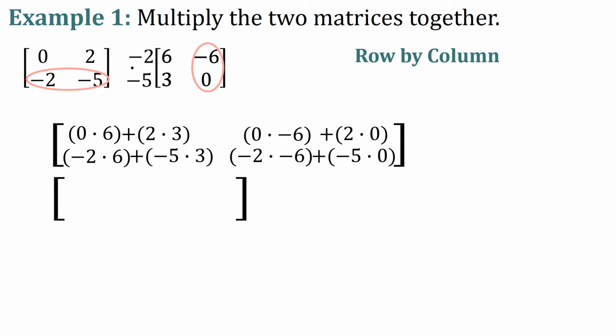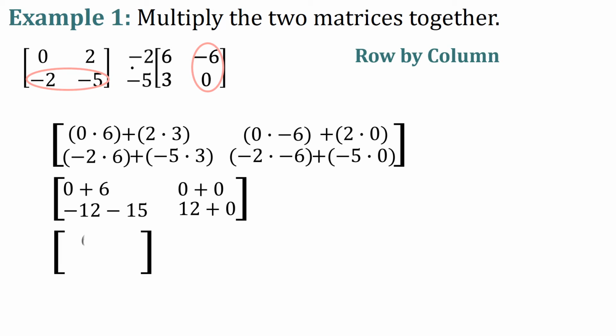0 times 6 is 0 and 2 times 3 is 6. So now we have 0 plus 6. 0 times -6 is 0 and 0 times 2 is 0. So we have 0 plus 0. -2 times 6 is -12 and -5 times 3 is -15. So instead of saying -12 plus a -15, which is accurate, we're going to write -12 minus 15. If you want to write plus a negative, you can. It's completely okay, whichever way you like. -2 times -6 is 12, plus -5 times 0 is 0.